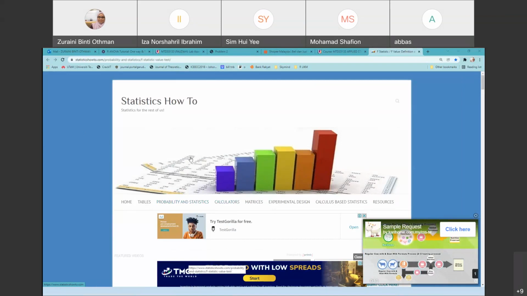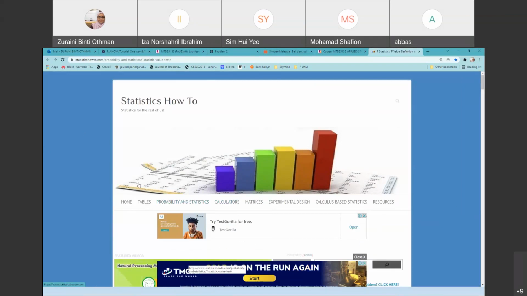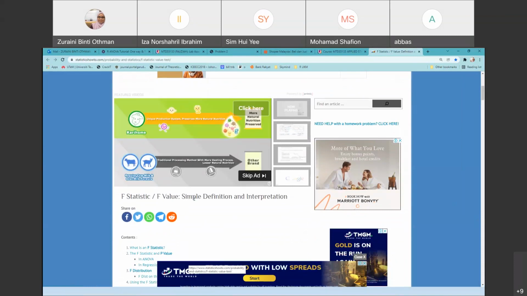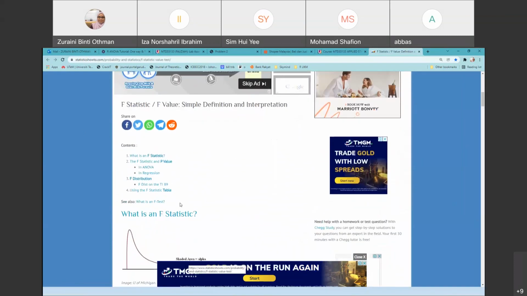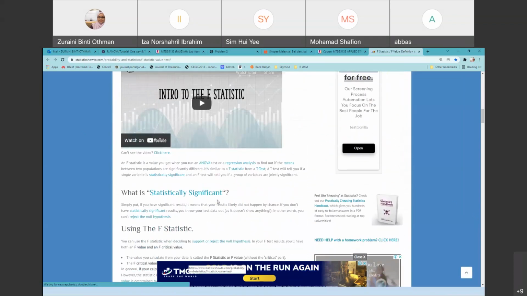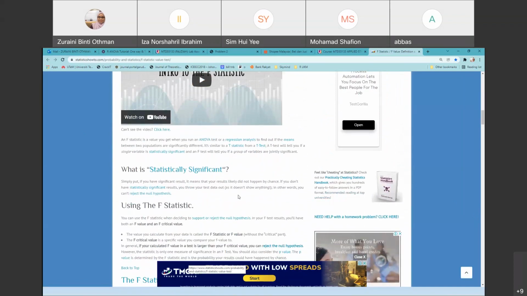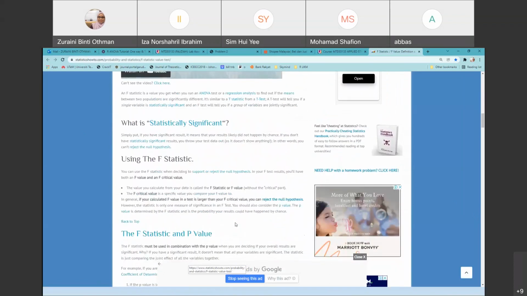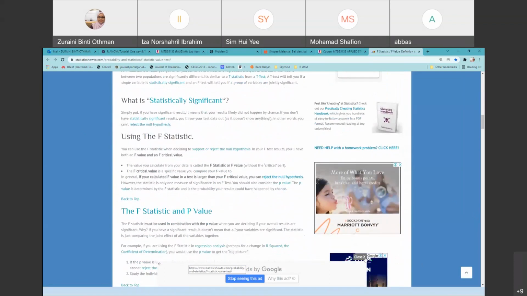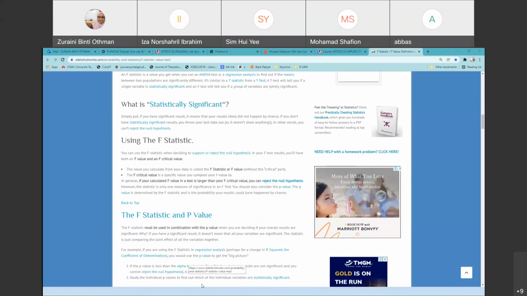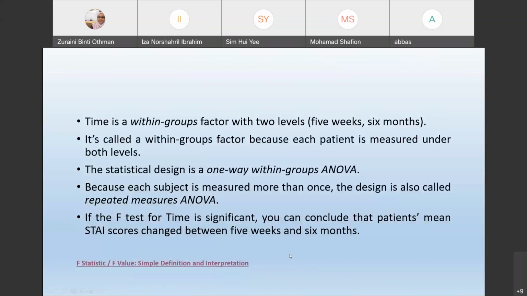Maybe you can already see my screen. This is F statistic. What is the F statistic, the F value? This is the simple definition and interpretation. You may see this video, and this is the sentence for you to understand it. What is the F statistic? We can use R to calculate it. Then we go to the next slide.